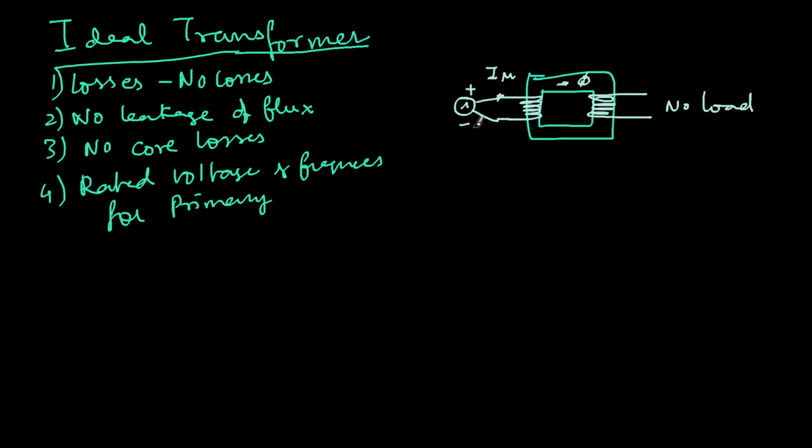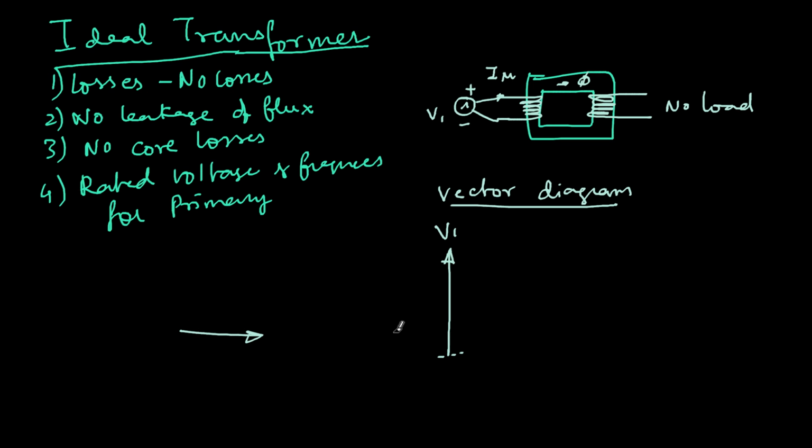Let's call this V1. If I draw it as a vector diagram of an ideal transformer, I'm taking the supply voltage V1 as the vertical line. Normally it is customary to take the voltage as reference at 0 degrees, but here we are taking V1 at 90 degrees as the reference voltage. Then the magnetizing current will exactly lag V1 by 90 degrees. Let's call this I mu. As a result of this magnetizing current, there will be a flux called phi m, or we'll just call it phi. So this is I mu and this is phi.